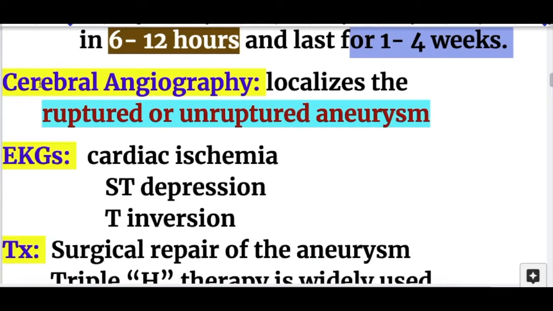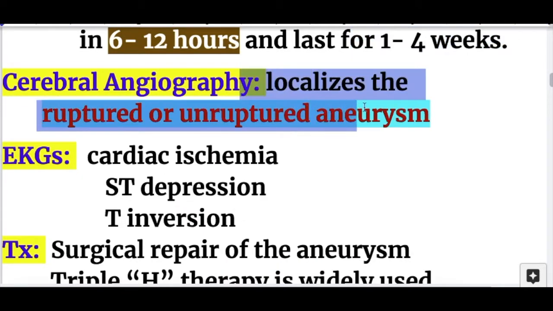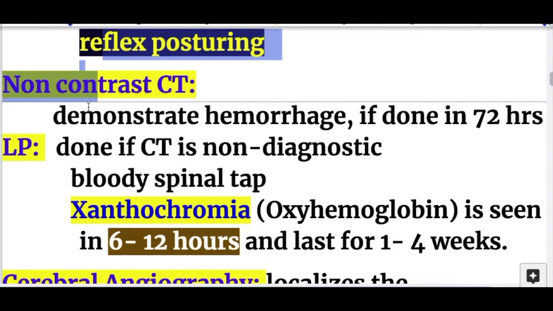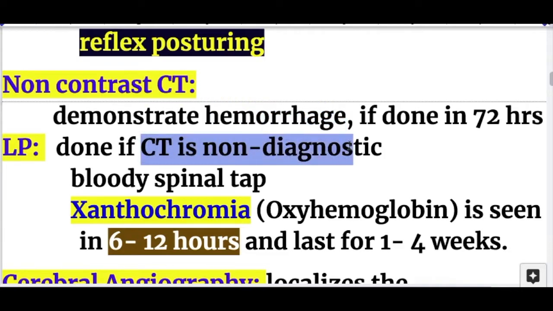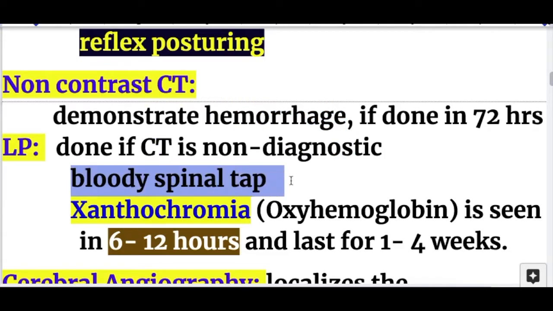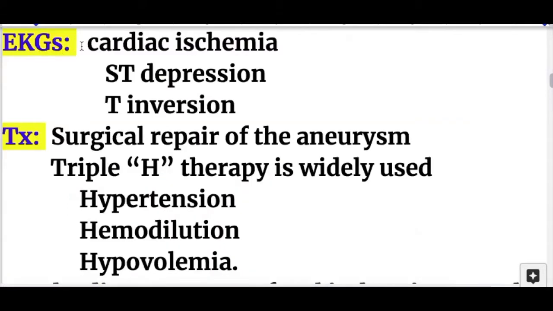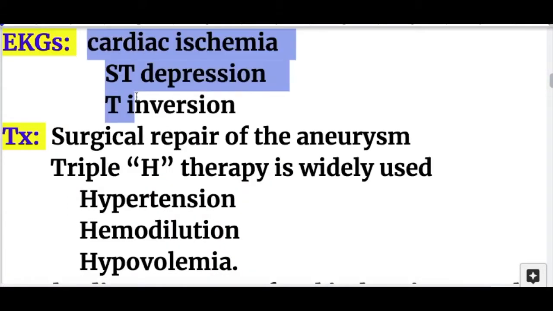Number 3, cerebral angiography. It localizes the ruptured or unruptured aneurysm. So cerebral angiography localizes both ruptured and unruptured aneurysms, whereas non-contrast CT demonstrates hemorrhage, and LP is done if CT is non-diagnostic; there is a bloody spinal tap and xanthochromia in 6 to 12 hours. EKG shows cardiac ischemia, ST depression, and T inversion.